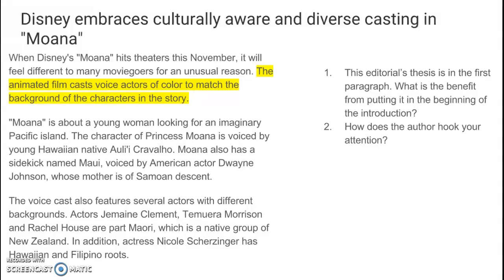You'll notice that the thesis statement, unlike the previous two editorial introduction sections, actually comes closer to the beginning. The way that this author hooks you is similar to what the previous soccer article did by being kind of extreme or mysterious, but doesn't make a comparison. When Disney's Moana hits theaters in November, it will feel different to many moviegoers for an unusual reason. Already, the author has made it seem mysterious. Well, what's different about this Disney movie? There have been so many movies. And so this makes the reader actually want to read beyond just that first sentence.